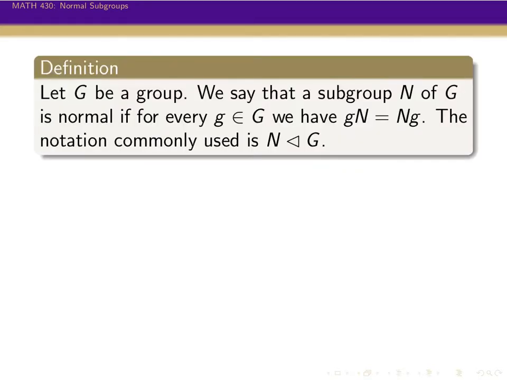So in this video we're going to be talking about what are called normal subgroups. A subgroup is called normal if, really, it boils down to each of its left cosets being a right coset and each of its right cosets being a left coset. So the left cosets and the right cosets coincide with each other, right?